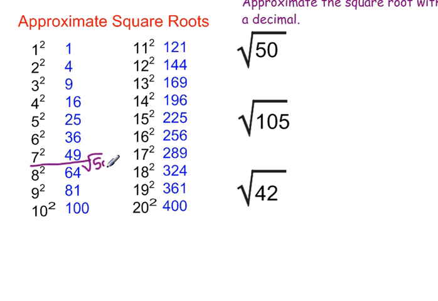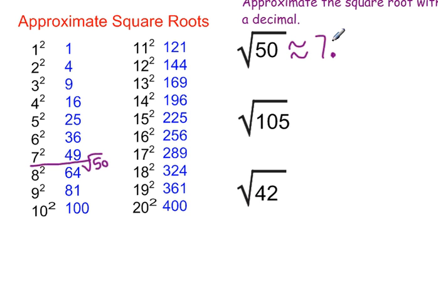Here's the square root of 50. It's somewhere between 7 and 8. Well, what kind of numbers are between 7 and 8? 7.5, 7.2, 7.6. The answer is going to be 7 point something because it's between 7 and 8. Now I need to check if it's going to be a small decimal, like 7.1, 7.2, 7.3, or 7.4, or if it's going to be a large decimal, like 7.6, 7.7, 7.8, or 7.9.